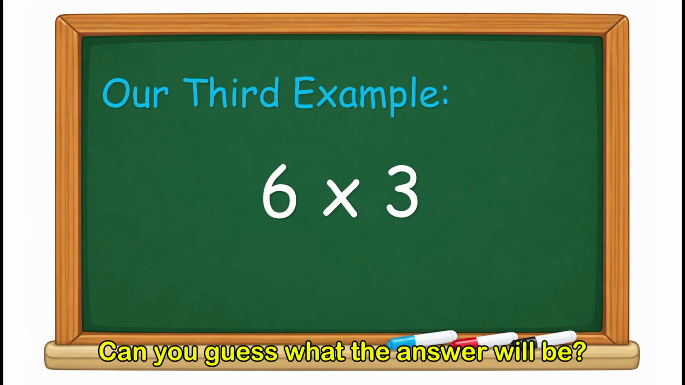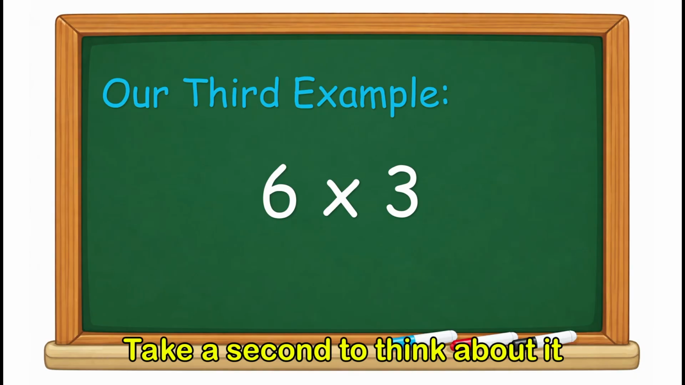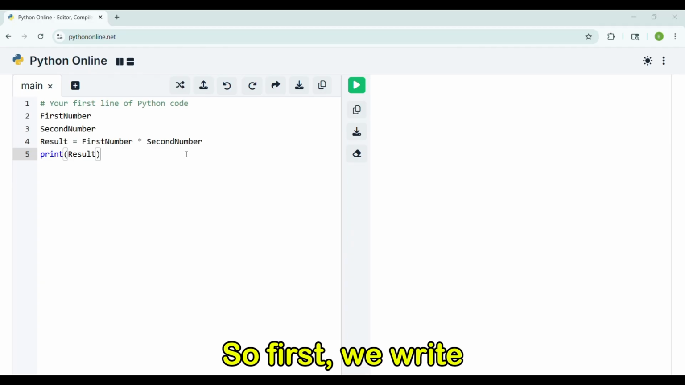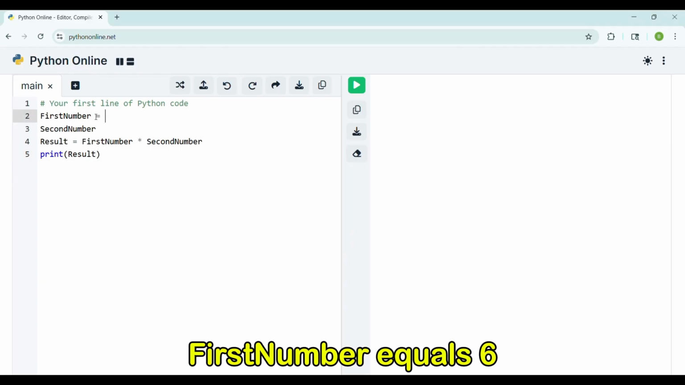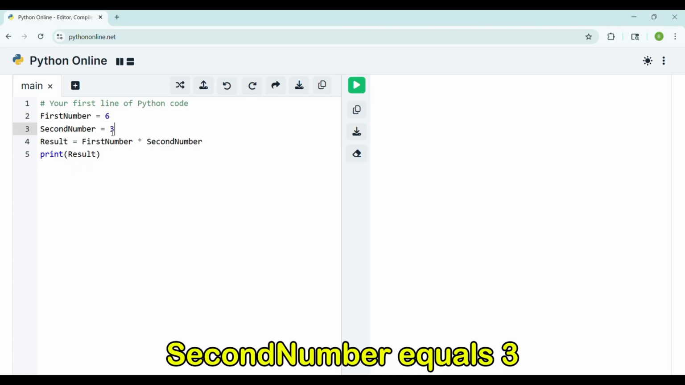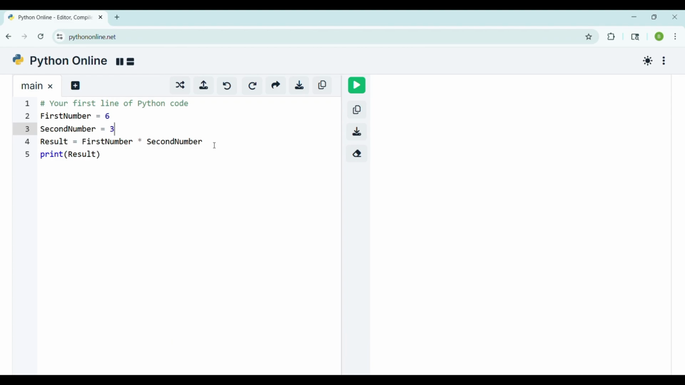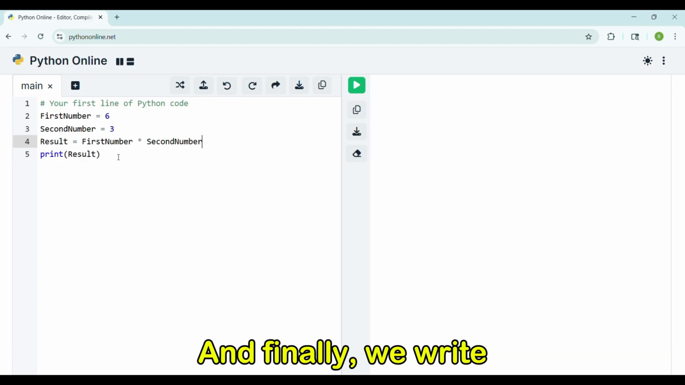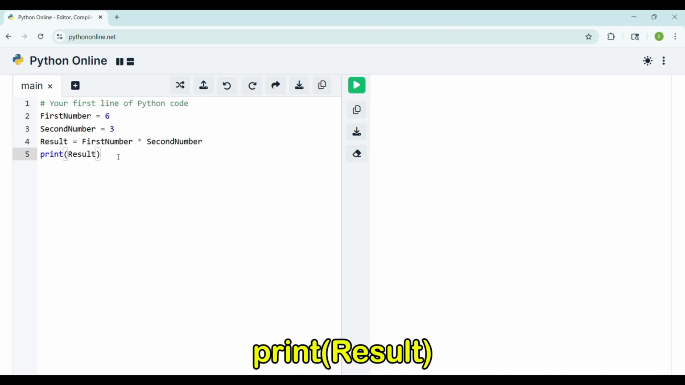Can you guess what the answer will be? Take a second to think about it. All right, let's see if you got it right. So first, we write first number equals 6. Then we write second number equals 3. Next, we write result equals first number multiplied by second number. And finally, we write print, open parenthesis, result, close parenthesis.